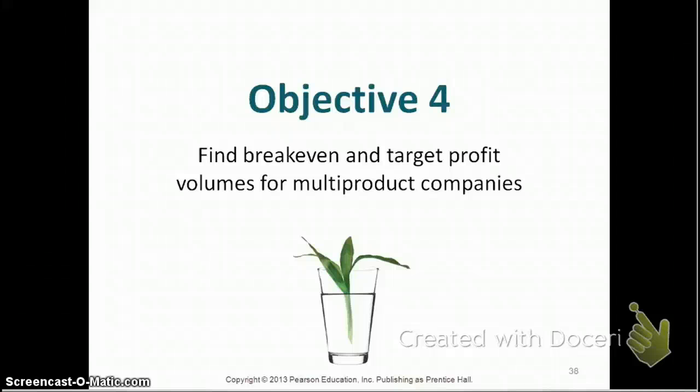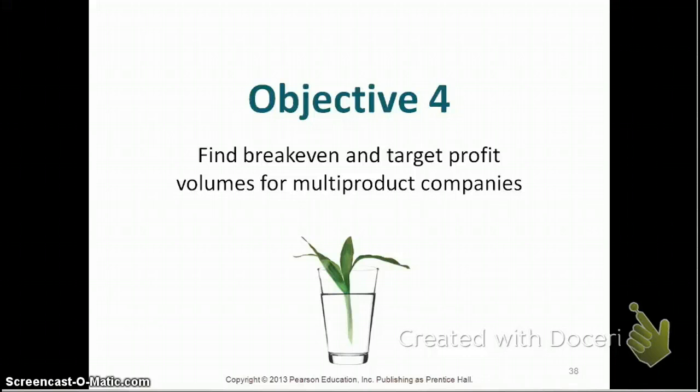Now you know how to calculate break-even volume and target profit volume, but you only know how to do it for a product, for a company that produces a single product. Think about all the companies out there. Can you think of a company that only has a single product? Probably not. Most companies have more than one product they offer.